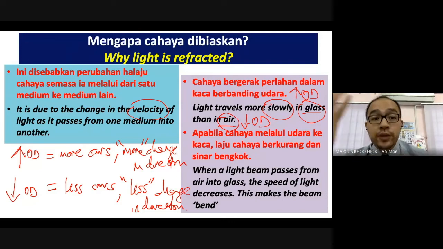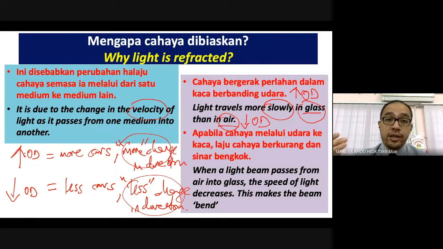Okay, so as it moves slower, there will be more change in direction. As it moves faster, there'll be less change in direction. The light can just go straight. Sorry, the motorcycle can just go straight like that.